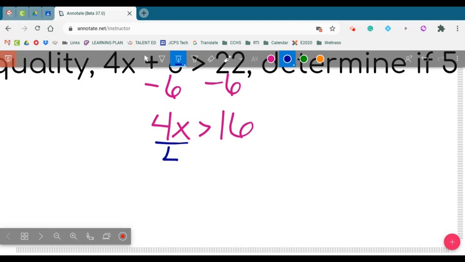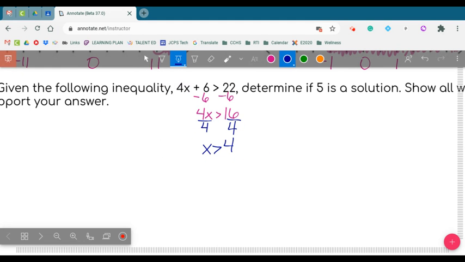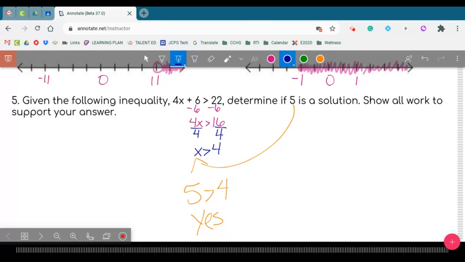Then divide both sides by 4. x is bigger than 4. So I have to think. So you have to take this 5 and kind of plug it in for x. So is 5 greater than 4? Yes. So is 5 a solution? Yes, it is a solution.